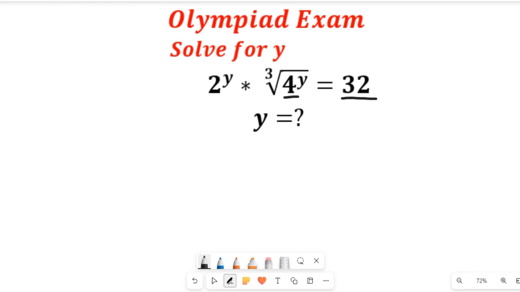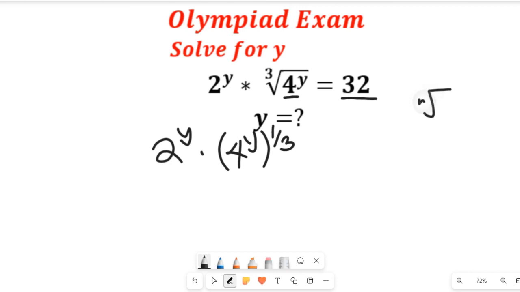Now let's do that. We have 2 to the power of y, multiplied by 4 to the power of y, all to the bracket 1 divided by 3. Because the cube root, or the nth root of a, can be written as a to the power of 1 divided by n, right? So this will be equal to 32.